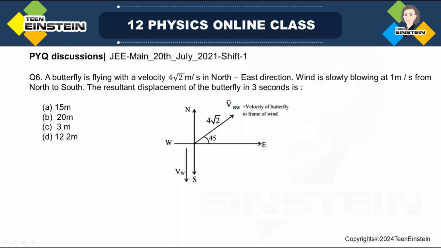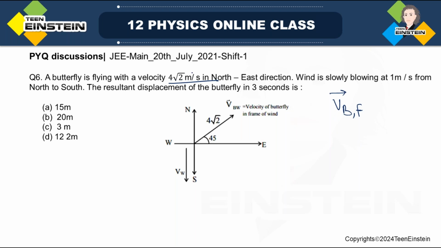Now let us go to the next problem. So probably this will be the last problem for this session today. So this question says a butterfly is flying with the velocity v butterfly with respect to some rest frame of reference, that can be rest ground, maybe that may be wind also.